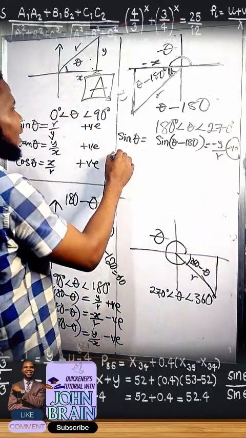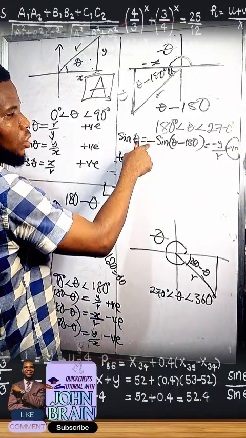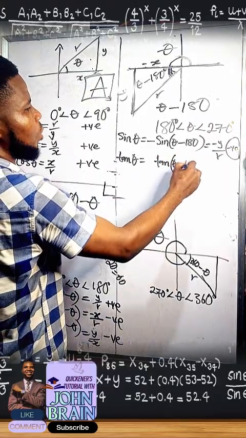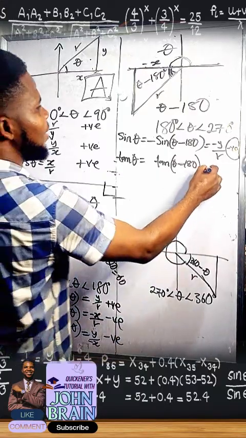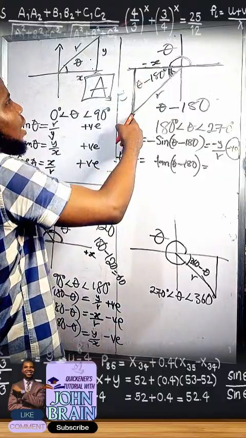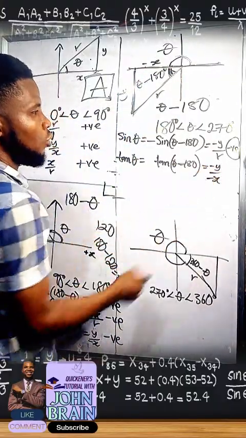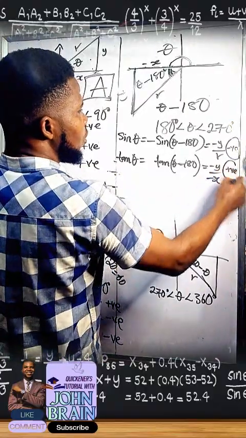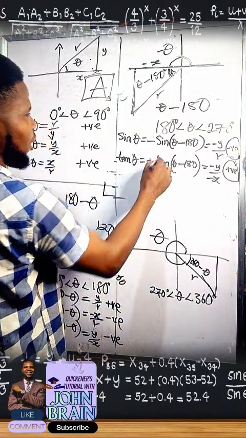So let's go to tan. Tan theta, that will be tan of theta minus 180 degrees. Alright? So let's look at tan theta. Tan theta is opposite over adjacent. So this is opposite, minus y over minus x. Minus will cancel minus. That will be positive. Can you see that? So the value for tan is positive. So there we have positive. You don't need to put minus.